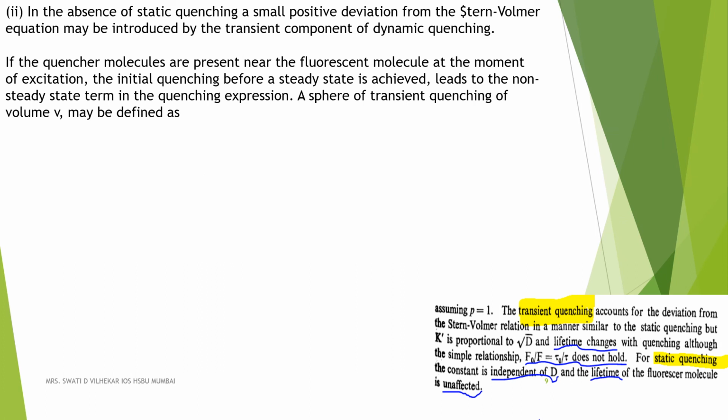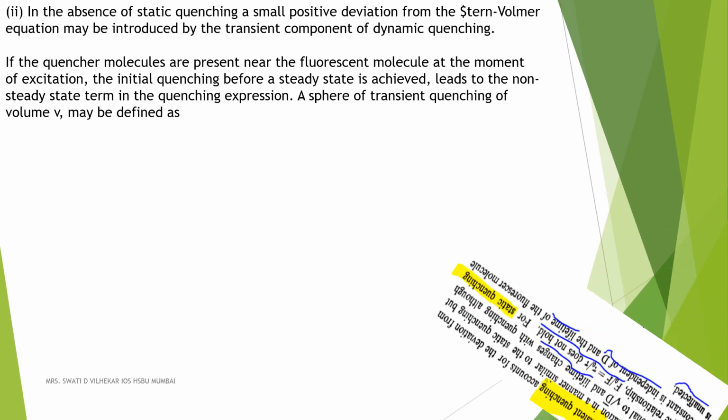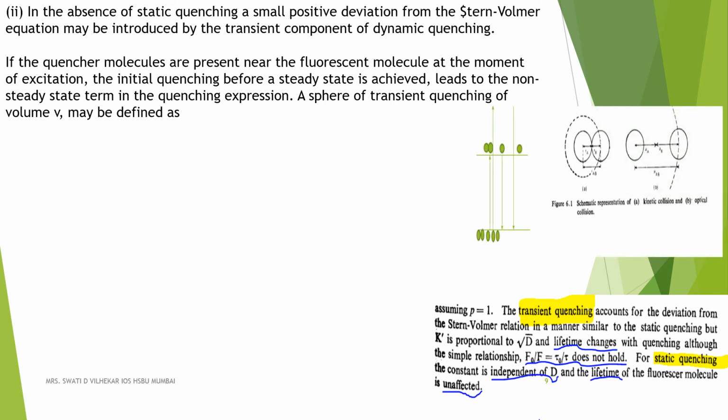Now the second case: if static quenching is absent, then dynamic quenching may be present. What is dynamic quenching? It is where the two molecules are at a larger distance. We have seen this diagram in the first video, where this is your quencher and this is your fluorescent molecule, and the distance will give the area of cross section, and that area will give us the volume.